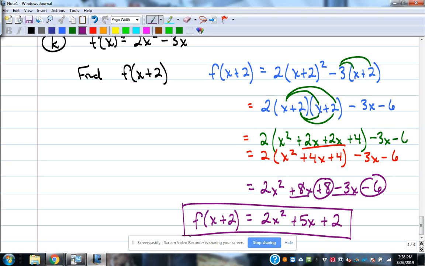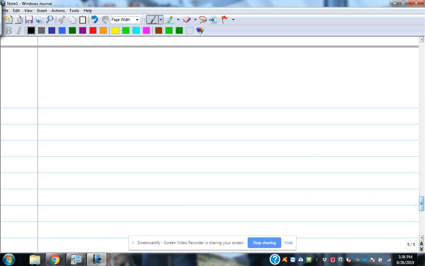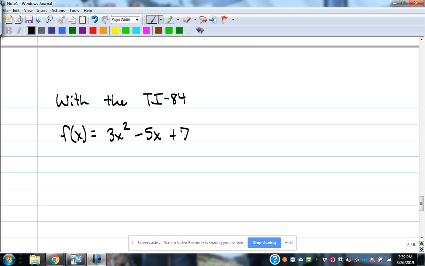We're taking a value and finding the function value. Sometimes you've got to find the function value. I showed you with the calculator how to do that. Let's do one with a decimal in there so we can practice that. Let's say with the TI-84. So f of x, let's do a different problem. Let's get tired of that other one. 3x squared minus 5x plus 7. That's our problem.